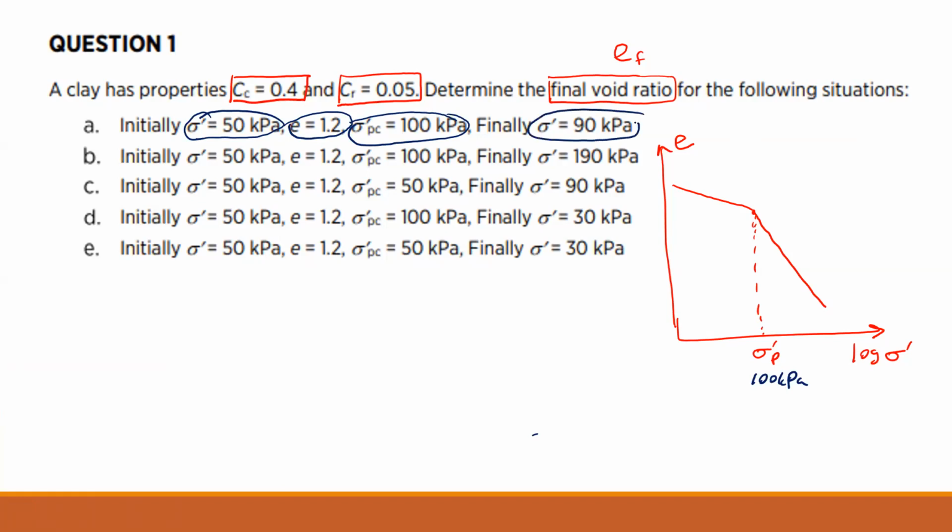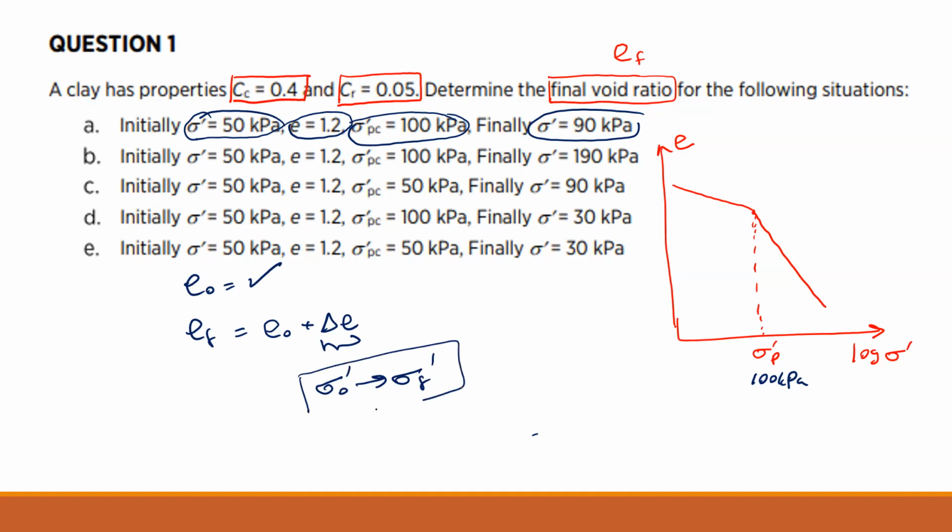So you know this initial value. E naught is known. This is given. And you need to find the E final. So E final is the initial void ratio plus whatever the change, isn't it? This change is happening when you go from here to here. Do you agree with me? Yep. So where is this sigma 0 dash? It is somewhere here, isn't it? So this is sigma 0 dash, and final value according to the first one, it is here, 90.